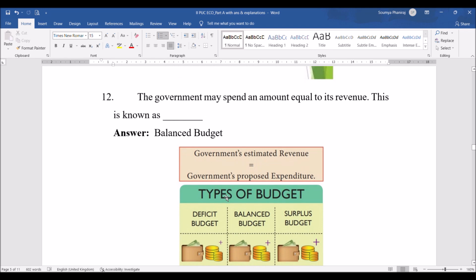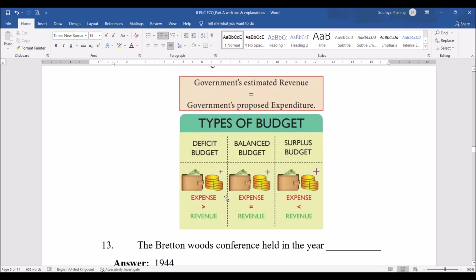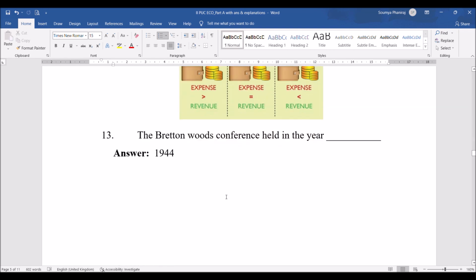The next question is, the government may spend an amount equal to its revenue, and what is it called? It is a balanced budget. So in this picture, there are three types of budgets that are discussed. Expense is higher than revenue, deficit budget. Expense is equal to revenue, balanced budget. Expense is lesser than revenue, surplus budget.